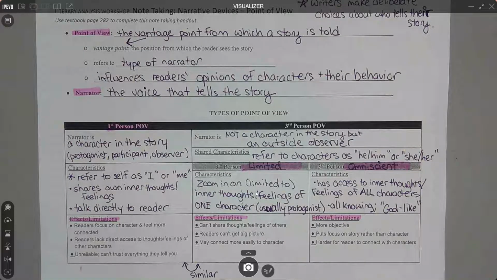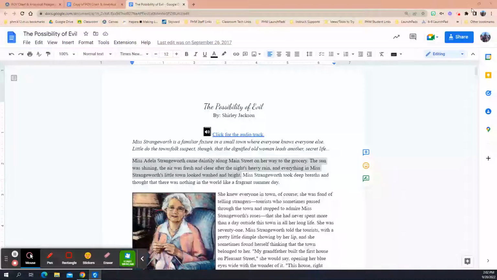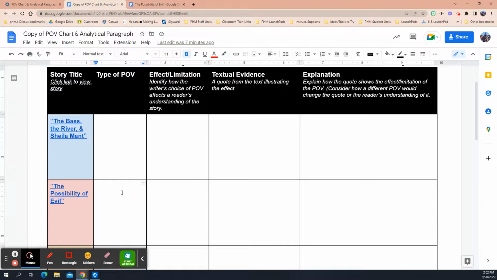If you're answering yes to that question, I would challenge you to show me where that happens, because when I read the story, I didn't notice where there was any place that we got the inner thoughts and feelings of anyone else in the town. So that means that this story, the point of view, is limited to Mrs. Strangeworth. So we have a third person limited point of view.